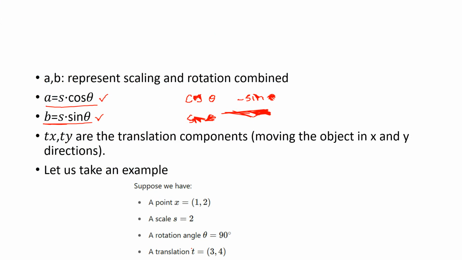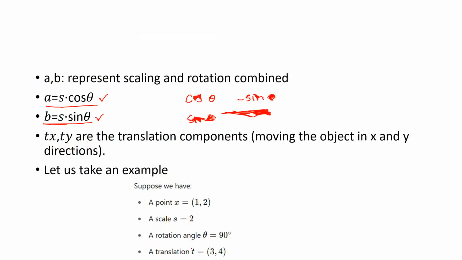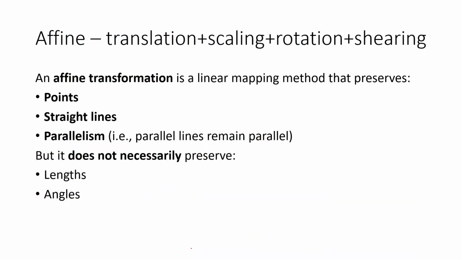What we are concluding now is that the point (1, 2) is translated by (3, 4) and rotated by 90 degrees. We have applied the scaling of 2 also. This concept is known as a similarity transform. Okay, so the next one is affine. Affine is translation, scaling, rotation as well as shearing. Shearing means the normal square can be changed into a parallelogram.